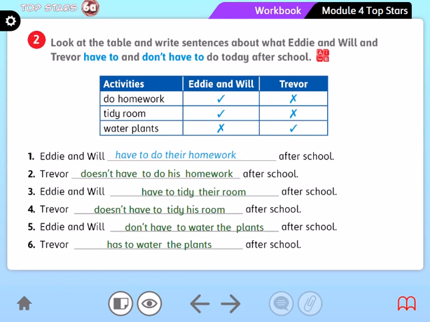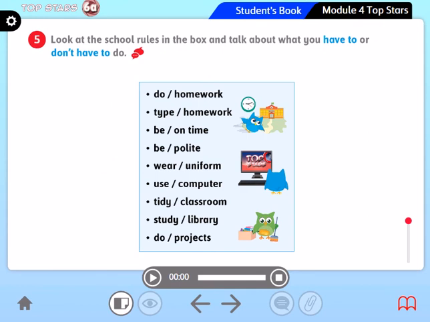Let's go back to our student book, page 45, activity 5. Look at the children in the photo and read what they are saying. You have to read the prompts in the box and talk about what they have to or don't have to do at school.